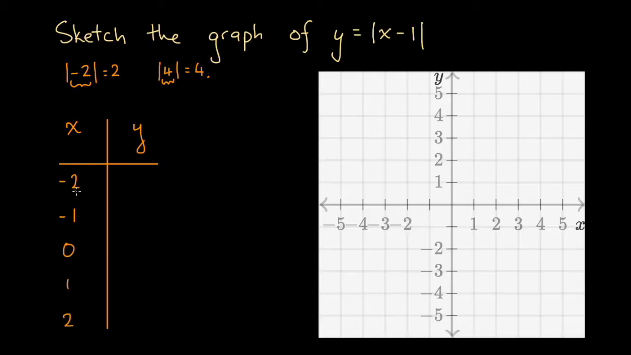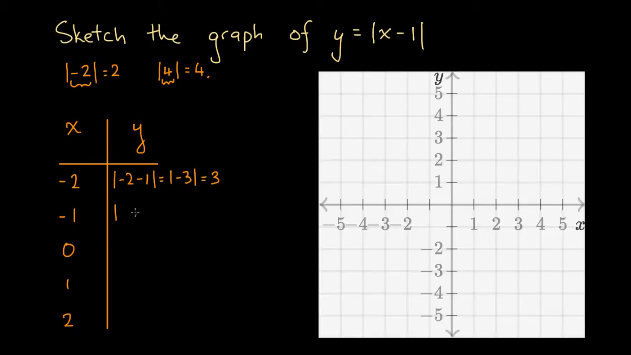Let's consider the first one. At x equals minus 2, we say y equals the absolute value of minus 2 minus 1. Minus 2 minus 1 is minus 3, so we have the absolute value of minus 3. By our definition above, it's asking for the non-negative value, or the magnitude, of minus 3, and that's simply 3. So at x equals minus 2, y equals 3.